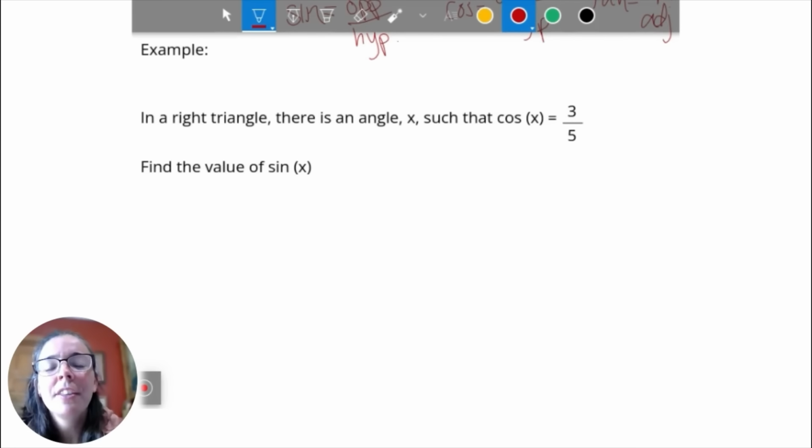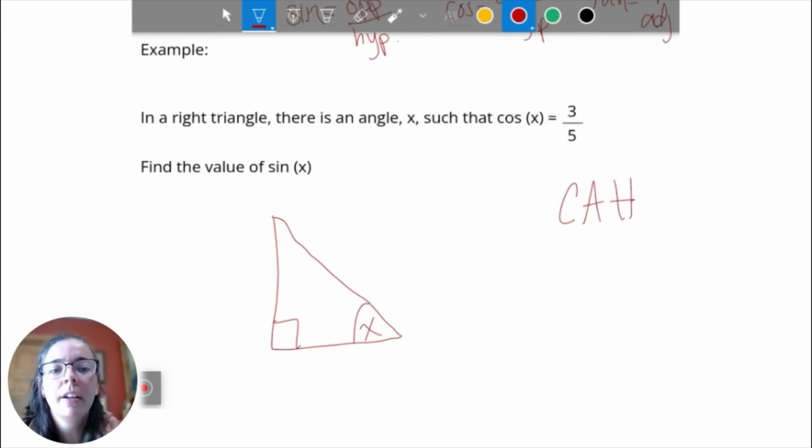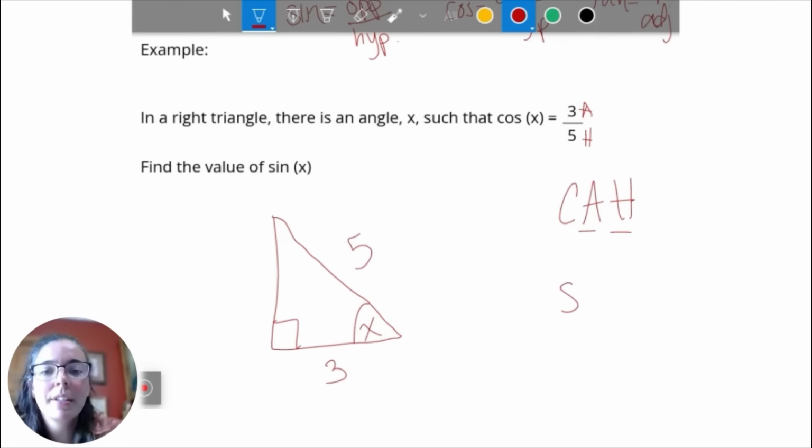In a right triangle, there is an angle x such that cosine of x equals 3 over 5. Find the value of sine x. So if I have a right triangle, and I say this is x, okay? If cosine of x equals 3 over 5, well, SOHCAHTOA, this is adjacent over hypotenuse. So that means that 3 is my adjacent side, and my hypotenuse is 5. So I need to find the sine. So the sine of x is going to be opposite over hypotenuse. So I need to find this in order to find the sine.